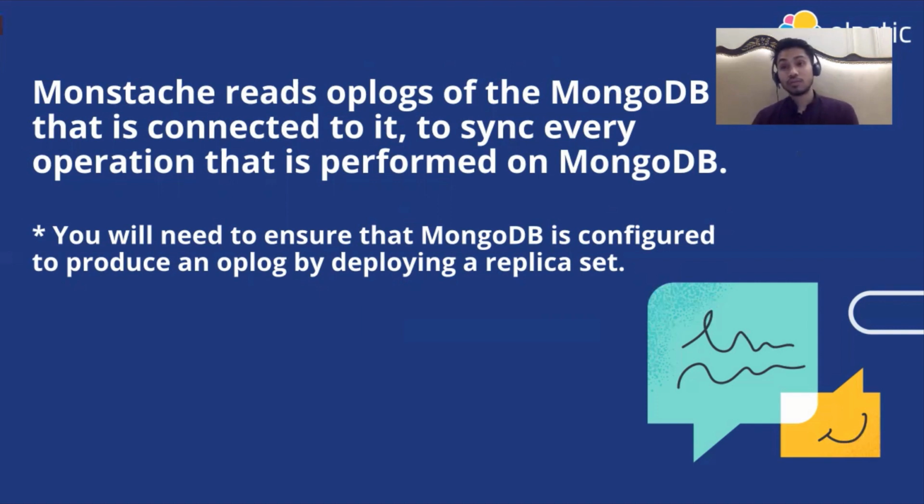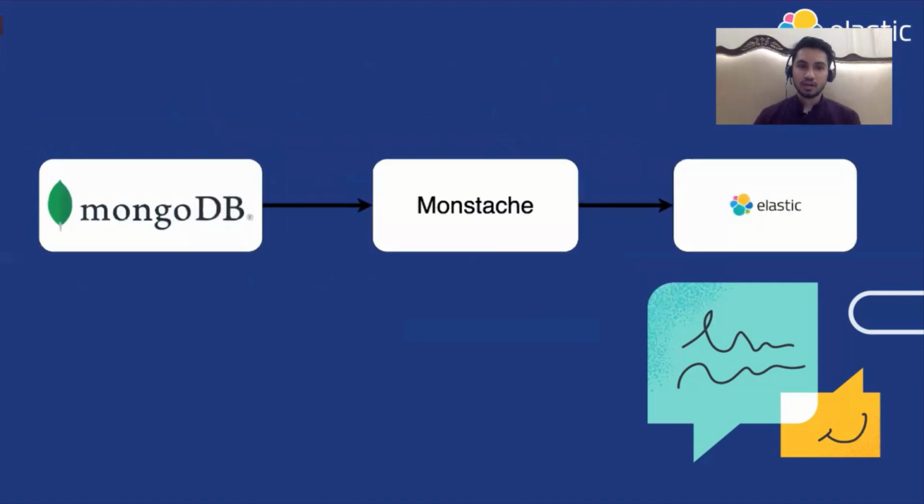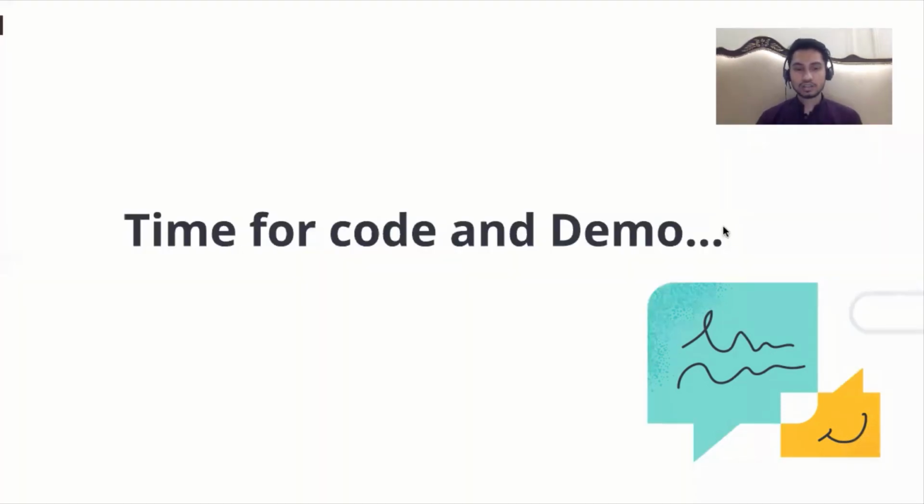But in order to produce the oplog, you will have to configure MongoDB as a replica set. So that's Monstache here. It's simply reading the changes from MongoDB and writing those changes in Elasticsearch. And it is also reading the data from the collection and indexing it in Elasticsearch. So let's see the code and the demo.